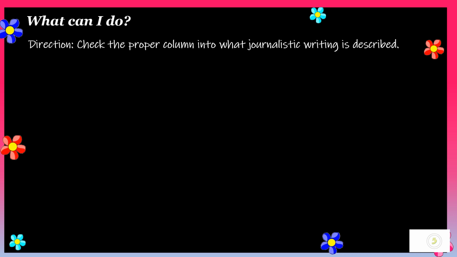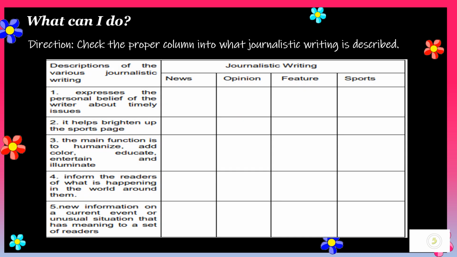Let's check the proper column into which journalistic writing is described. So for number one, expresses the personal belief of the writer about timely issues. So what do you think that is? Okay, the answer is an opinion article. Very good. Number two, it helps brighten up the sports page. It's a sports news or sports article.